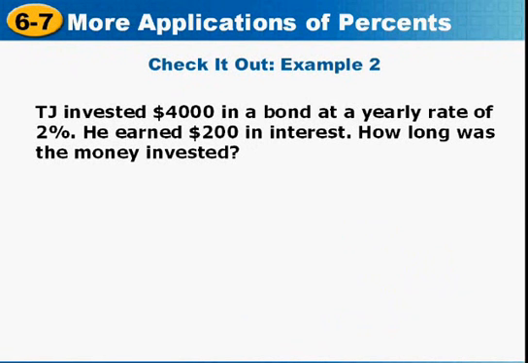TJ invested $4,000 in a bond at a yearly rate of 2%. He earned $200 in interest. How long was the money invested? Press pause and try this problem. Okay, I equals PRT. I equals PRT. Let's use it.